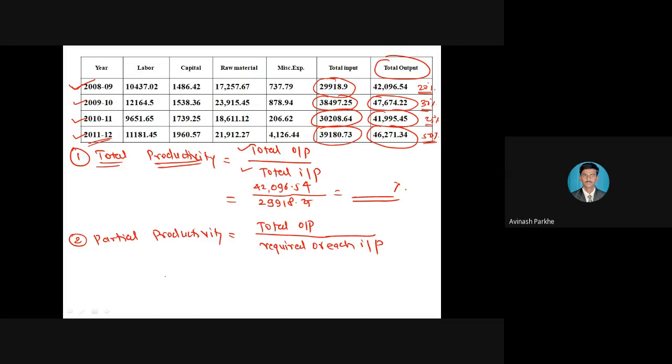And the last one is called partial productivity. So what is meant by partial productivity? I am calculating the partial productivity for each and every academic year. For example, I am calculating for 2008 to 9. So partial productivity for the first one, partial productivity is equal to total output upon each input. What is the first input?